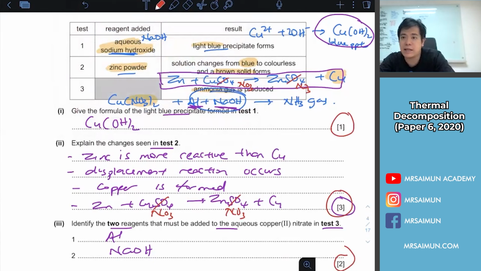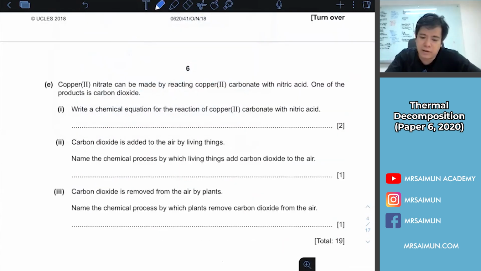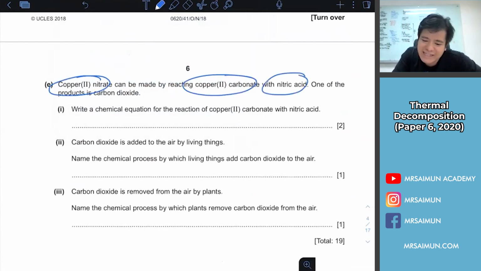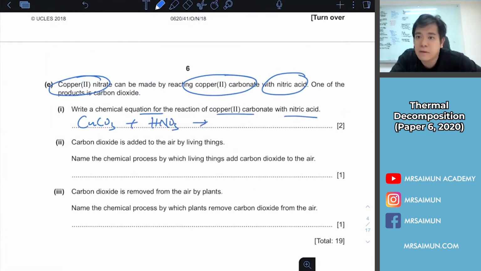Okay, one last question before we end. Copper nitrate can be made by reacting copper carbonate with nitric acid. Write the chemical equation for the reaction of copper carbonate with nitric acid. So this tests your writing equation and balancing. So I just take the front and back: copper nitrate plus H2O plus CO2. Okay, and put 2 here.